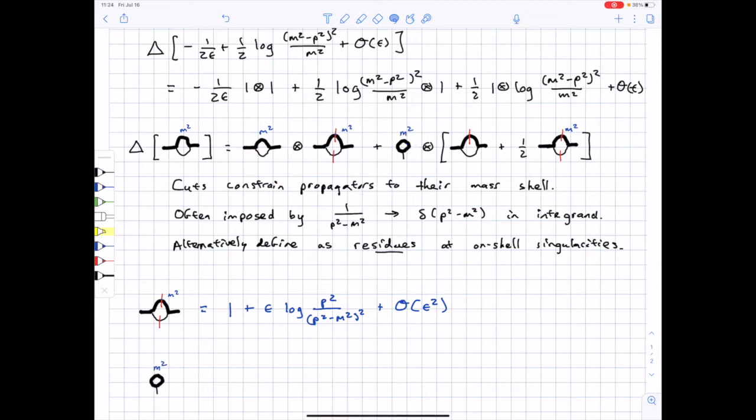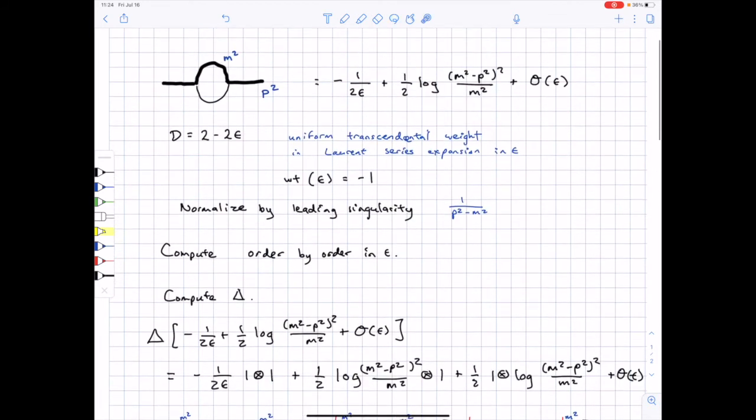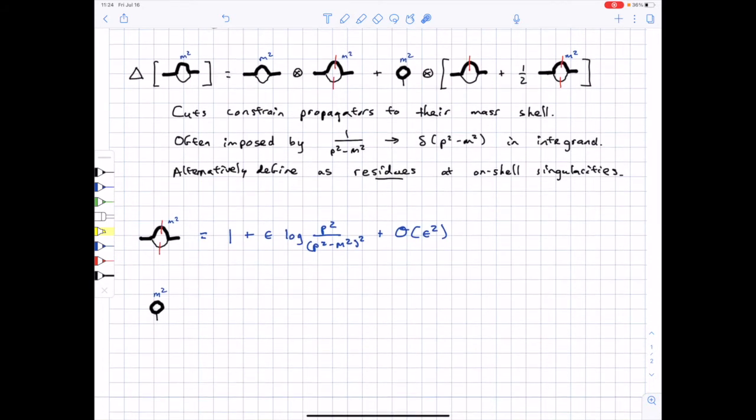So again, when I wrote down the original diagram, I specified it was in a certain number of dimensions and that it was normalized, and the same is true of all these other expressions I'm going to write down. They're evaluated specifically in 2 minus 2 epsilon dimensions and normalized by their leading singularity, some factor that's common to all the terms, in their epsilon expansion. So this one we'll find can be written as minus 1 over epsilon plus log m squared. Right, this one can only depend on m squared because there is no p that's identifiable in the tadpole.